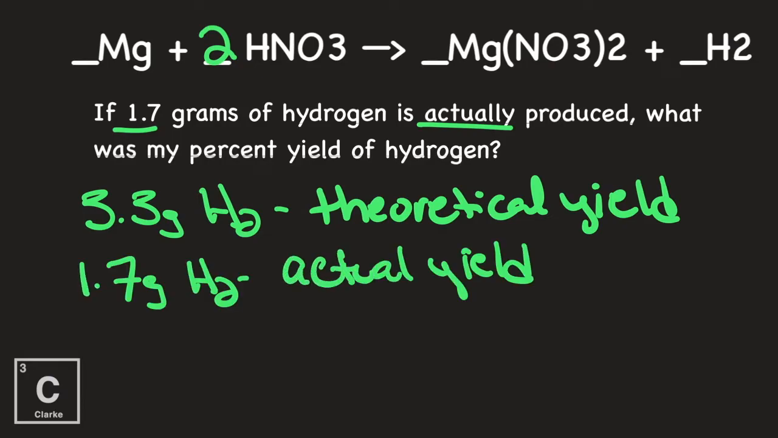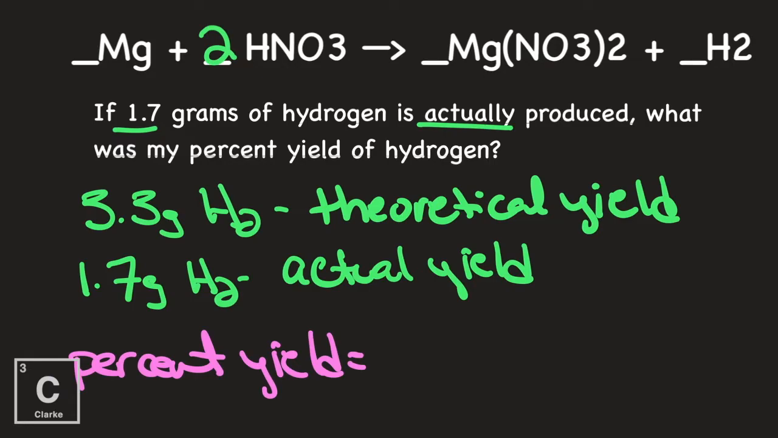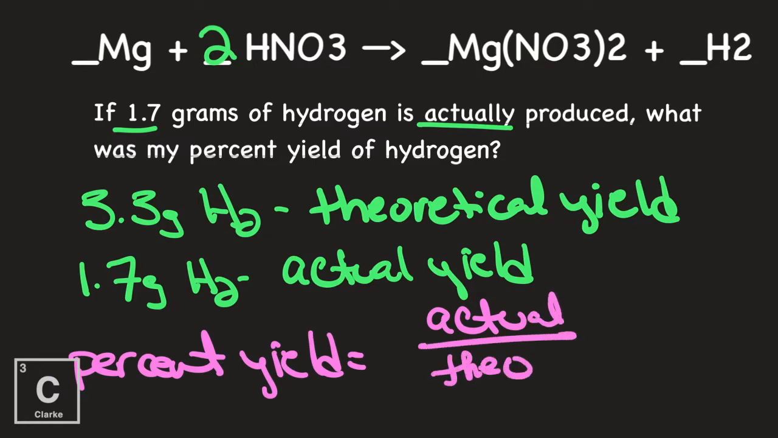Now, percent yield does have a formula. Let's write that down. Percent yield is just going to be dividing. It is going to be your actual yield over your theoretical yield. That's going to give you a decimal. We need a percent, so then you can multiply that by 100. Actual yield divided by theoretical yield times 100.